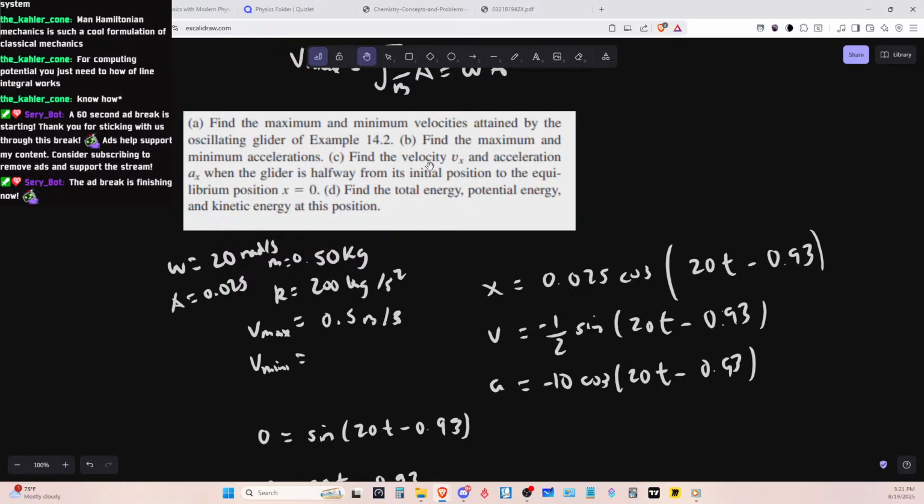Acceleration. Find the velocity v_x and the acceleration a_x when the glider is halfway from its initial position and equilibrium position.